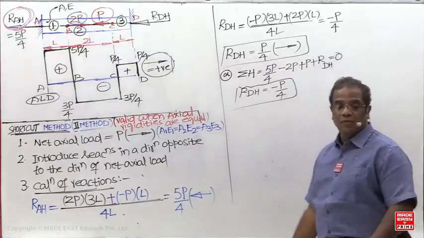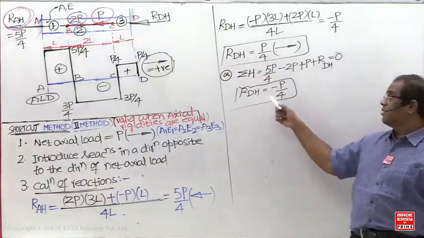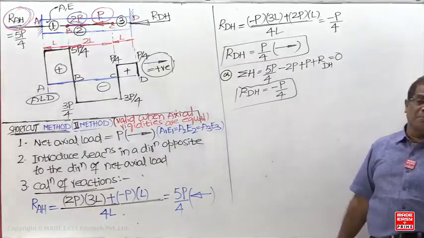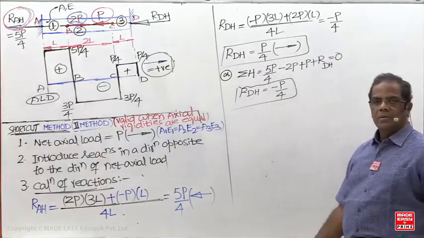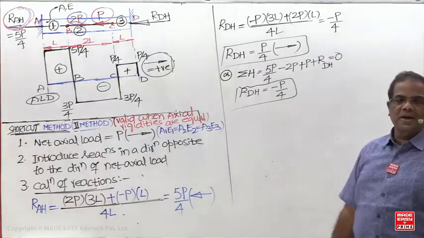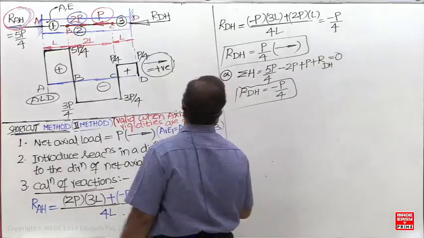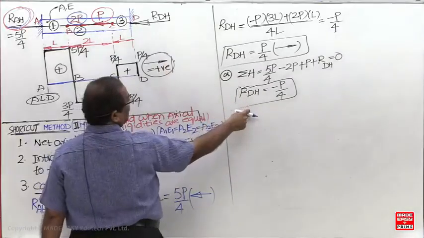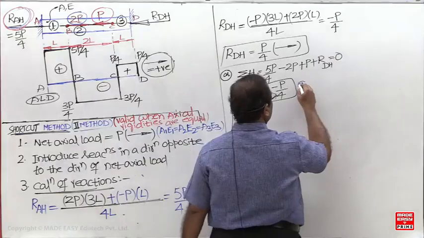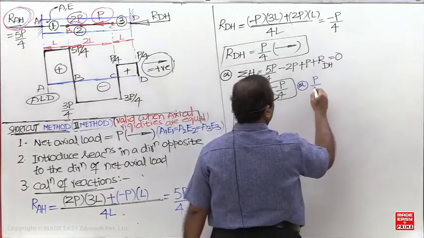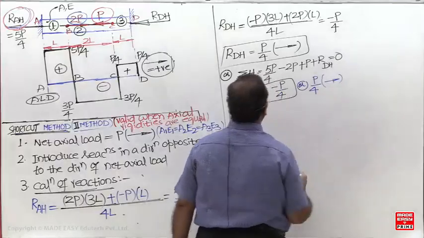So my suggestion is, find out one reaction by using the shortcut method. The other one you can find out by using sigma H is equal to 0. Once you know the reaction, the problem is completed, the same as the previous question. So this reaction I am getting negative. Negative means the assumed direction is incorrect, so change the direction.